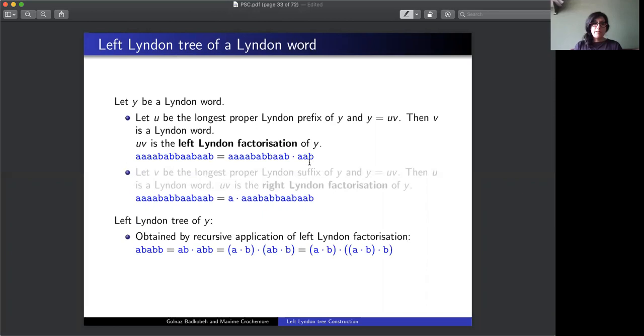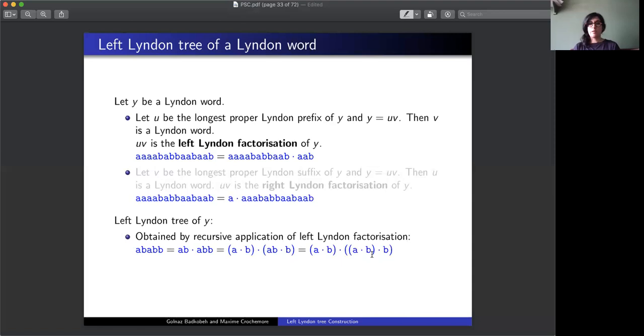Left Lyndon tree of Y, how do we do that? So we know how to factorize the word. We just factorize recursively. For example, for this word, AB, ABB, the longest prefix that is a Lyndon word is in this case AB. So we factorize it into AB and ABB. You can think that this is the left branch of the tree and ABB is the right branch. And now we recursively factorize. So AB we factorize into A and B, and ABB into AB and B, and again, this left branch of the right branch of the tree, we factorize again into A and B.